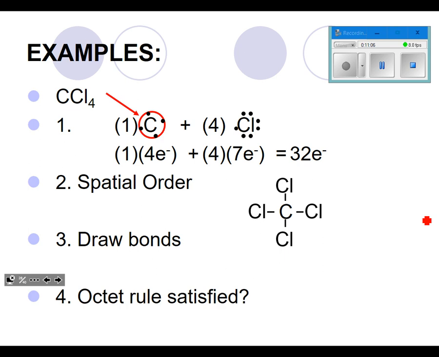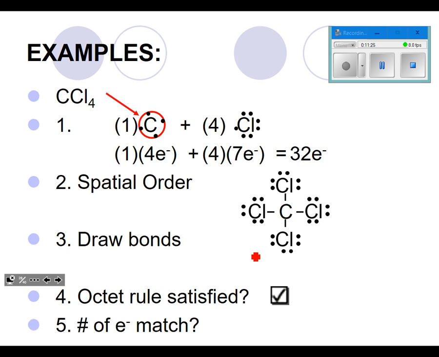And then octet rule. Okay, well, carbon has 2, 4, 6, 8. It's good. Chlorine only has 2, so it needs an additional 6 added to every one of them. So that's satisfied. Now we have 2, 4, 6, 8 around each chlorine, and we have 4 chlorines. 8 times 4 is 32, so the number of electrons matches as well, and we are done with the compound. All right, or the drawing.